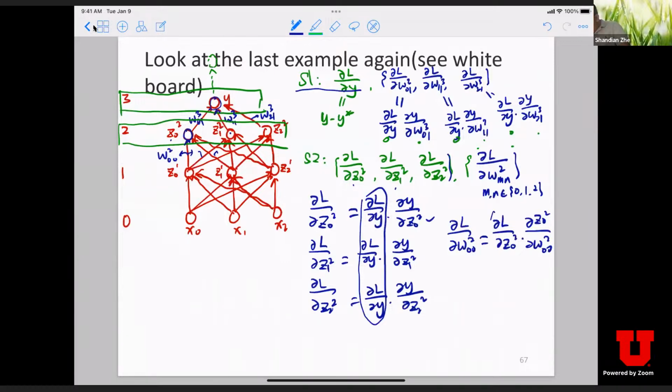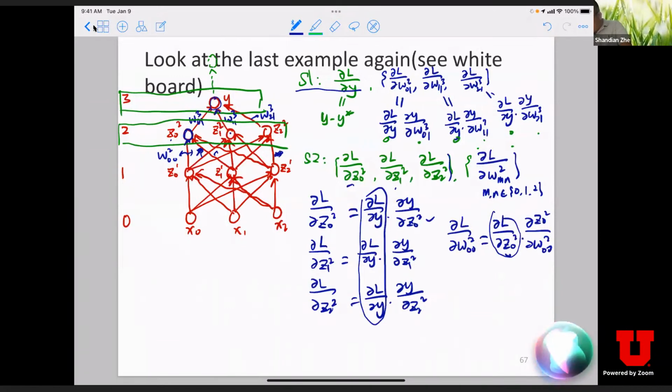And the good thing is that this has already been computed. You don't need to recompute it. And similarly, if you want to compute another edge weight, say here, right? Edge weight here. Because it points to Z02 as well, you just read out this term and then compute partial Z02 over this particular weight. This is fairly straightforward. And a similar computation procedure applies to all the other weights, right?